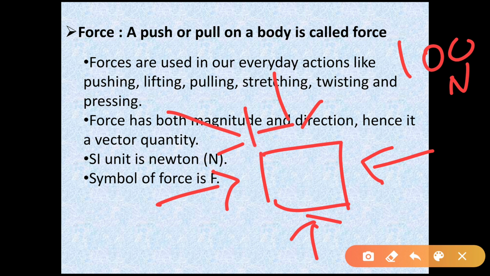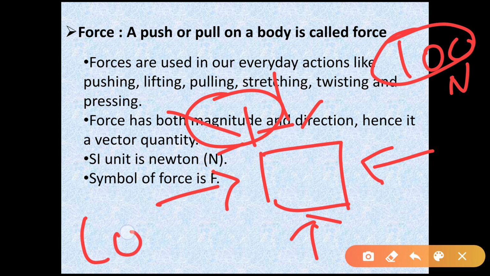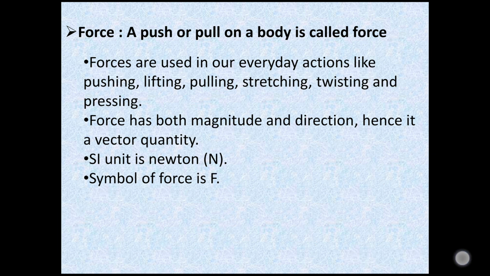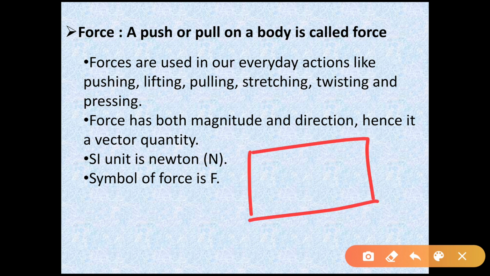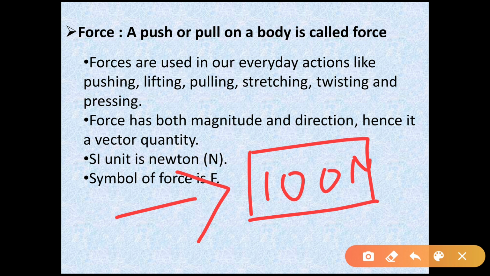To describe the force you need magnitude. Magnitude means this number. So you have to apply 100 Newton force, but in which direction? If you want to apply a force, or if you want to know about the force acting on an object, you need to know two things. One, the magnitude, that is the number, how much force is acting, and another, the direction in which the force is acting. Suppose I am applying 100 Newton force towards the right side. So the number, 100 Newton, is called the magnitude, and this is the direction.